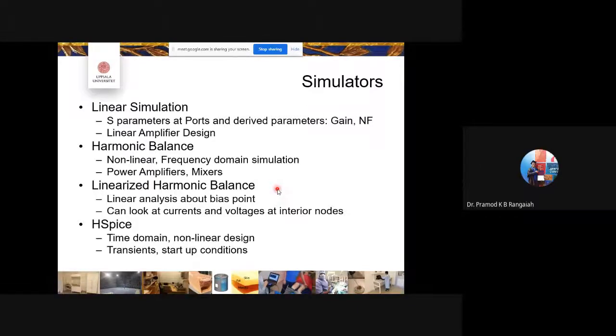And there we can find the instantaneous currents and voltages at interior nodes. And we have got a SPICE model, that is the harmonic SPICE model, which deals more with the time domain and nonlinear designs. So nonlinear transistor design, and also transistor startup conditions.